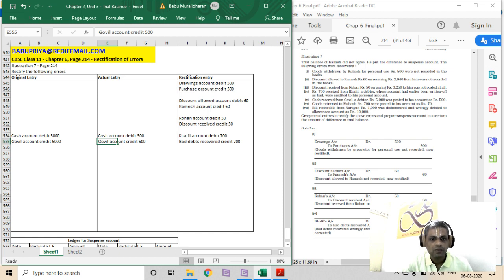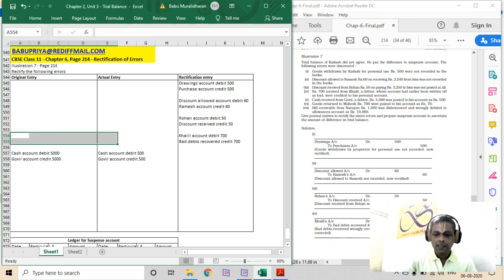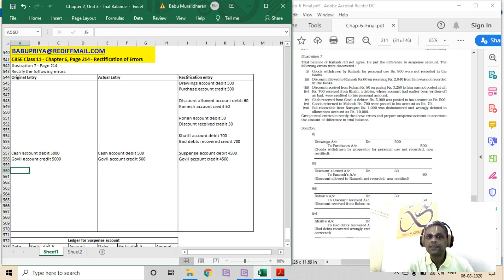So I copied here. It means that the debit given to cash is right, whereas the credit given to Govil is incorrect, right? So suspense account debit 4,500, Govil account credit 4,500. Because you have to always see the questions very clearly. Read the questions very clearly.